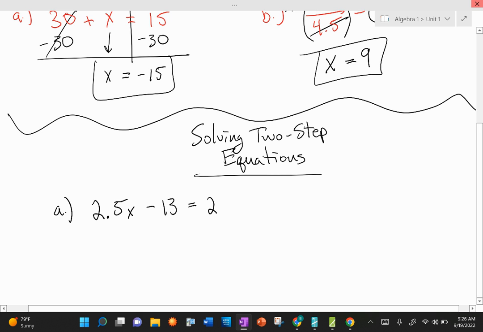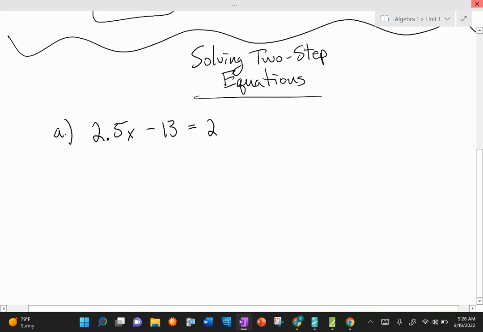Now this equation itself doesn't look that much bigger than the ones we've been using. But you notice there's 2 things happening to the x. First, what is it attached to? It's attached to the 2.5, which means it's being multiplied. And then that whole thing is also being subtracted by 13.